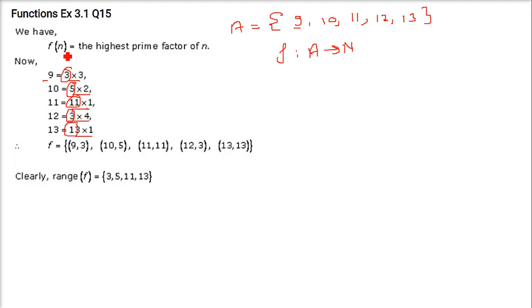So what will be the ordered set? (9, 3), (10, 5), (11, 11), (12, 3) and (13, 13). This is the ordered set, this is the function actually. And what is the range? The second members: 3, 5, 11, 3, 13. Just 3 is repeated, so you write it once. Otherwise 5, 11 and 13 will be there. So the range is 3, 5, 11, 13, the second member of the ordered pairs of the function.